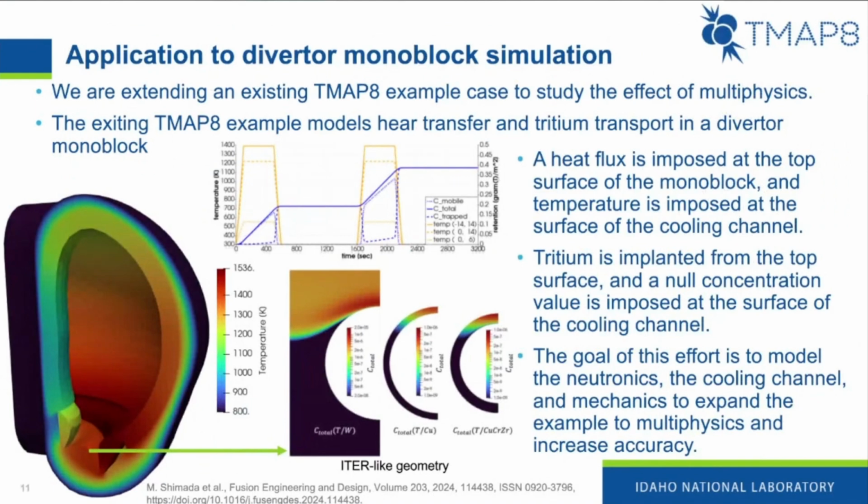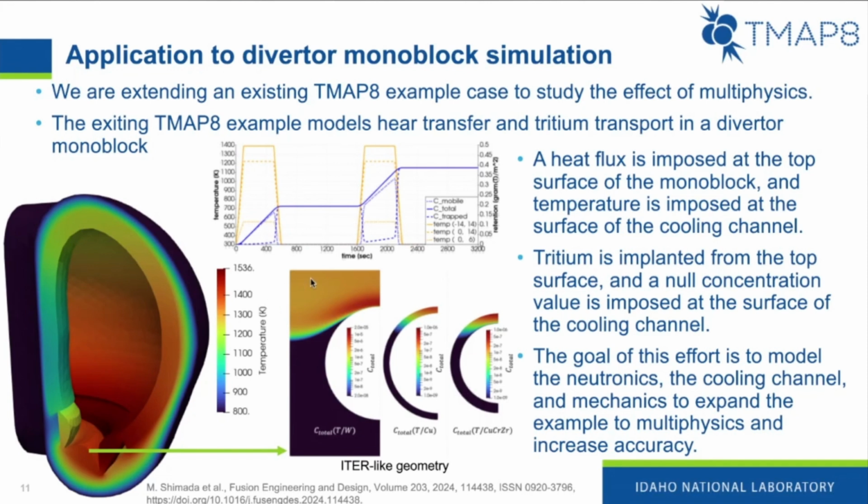This is an example I wanted to highlight. In this example, we're looking at the divertor monoblock behavior. The divertor monoblock is a piece that's in the divertor in the tokamak design, and we published a paper earlier using only TMAP8 to look at heat distribution and tritium distribution within that monoblock, where we have tungsten, then a layer of copper, and then a layer of copper, chromium, zirconium.